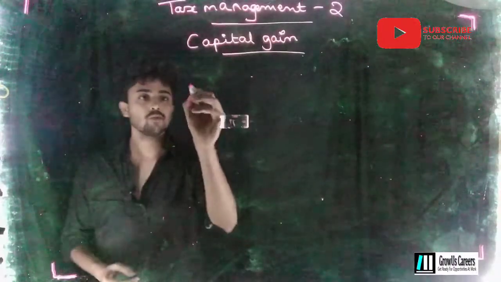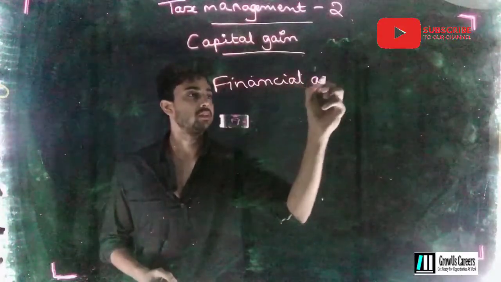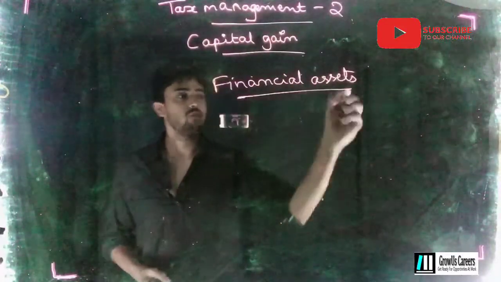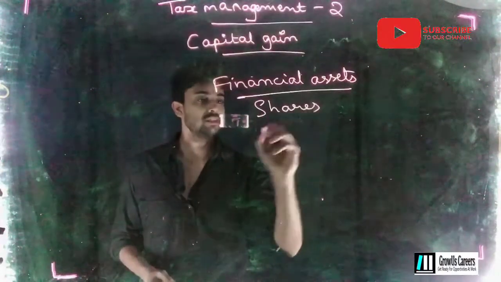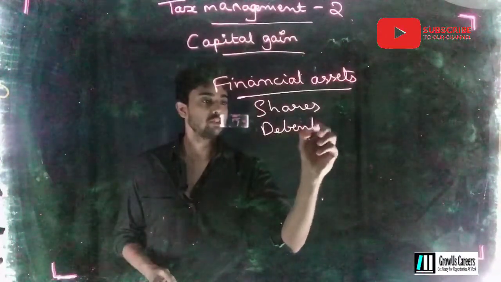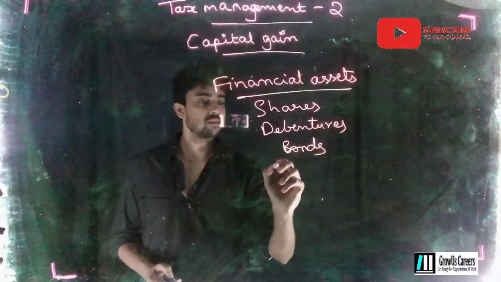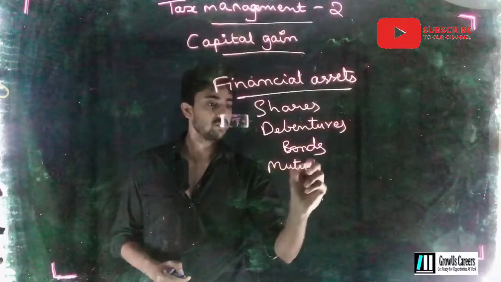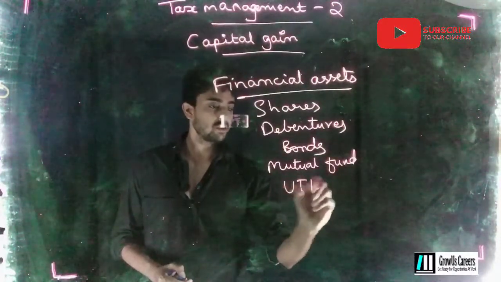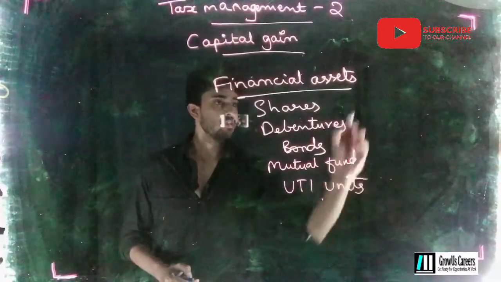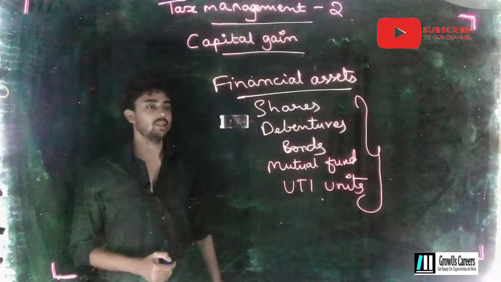There is one more type of assets which is called as financial assets. These are called as financial assets. So assets such as shares, debentures, bonds, mutual funds, UTI units. So these assets are considered as the financial assets in capital gain.